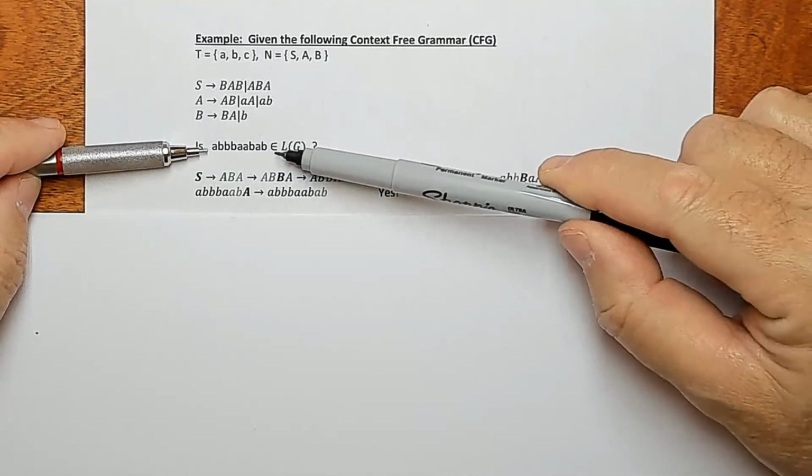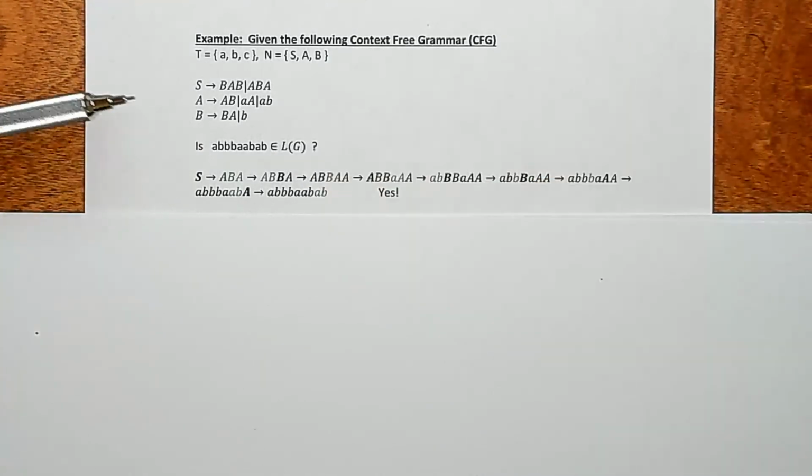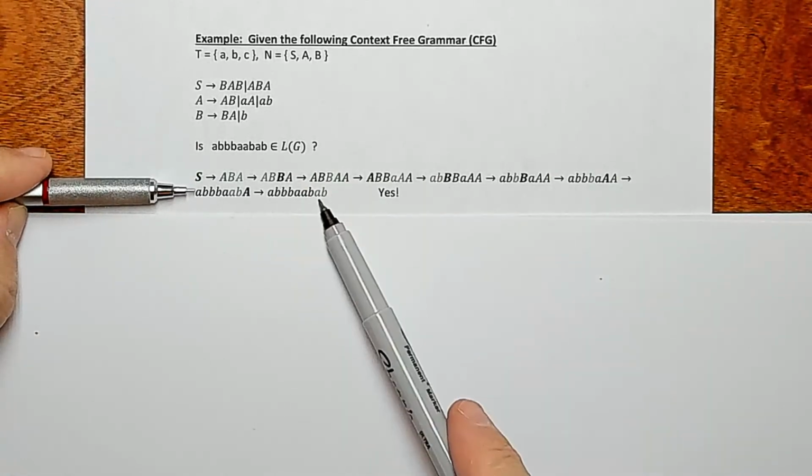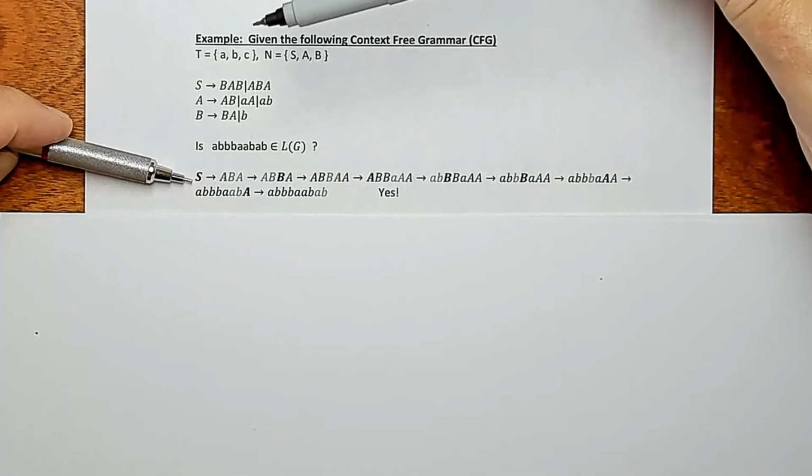Anyway, we can ask, is this string an element of the language generated by this grammar? That is, is this a valid string? And this series of productions will yield this. Let me see if I can go through this real quick, just to double check if nothing else.